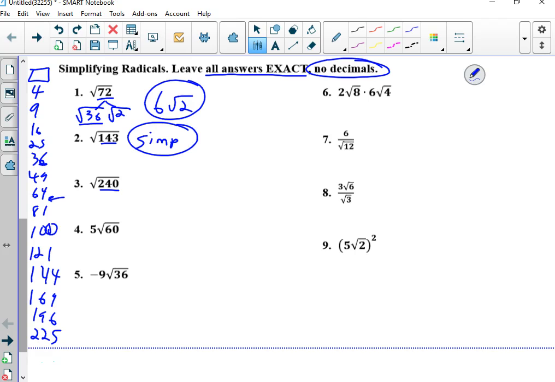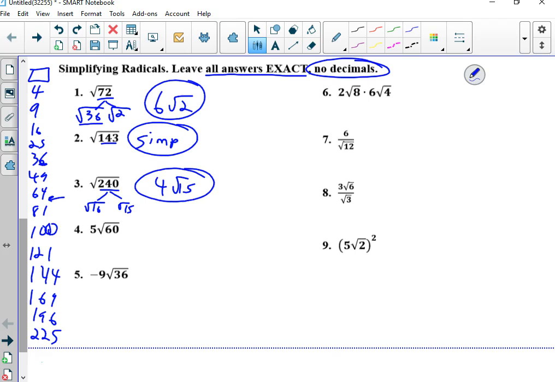There we go. This breaks down to radical 16, the perfect square, and radical 15. Square root of 16 is 4. 4 radical 15 is your answer.